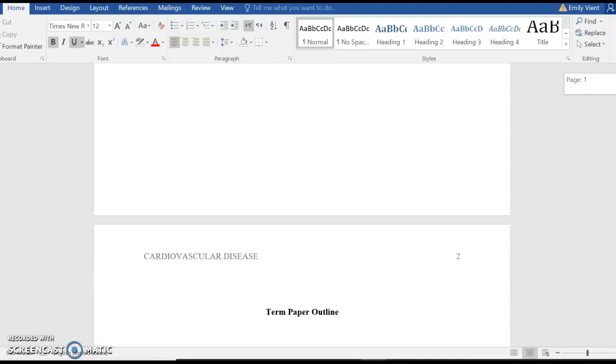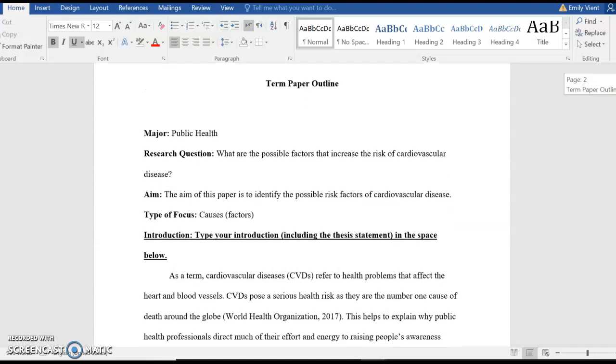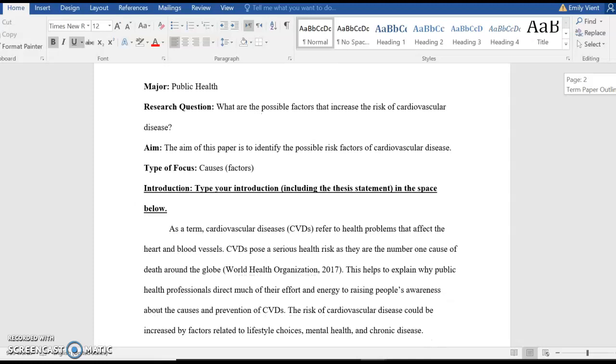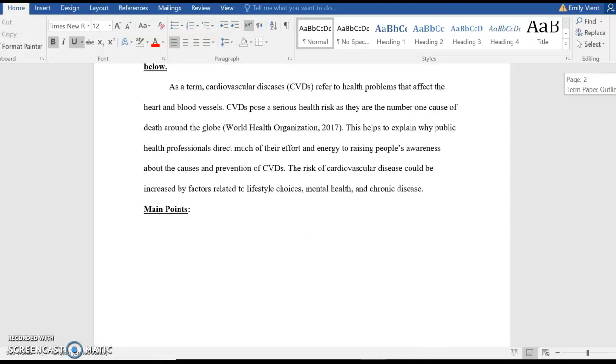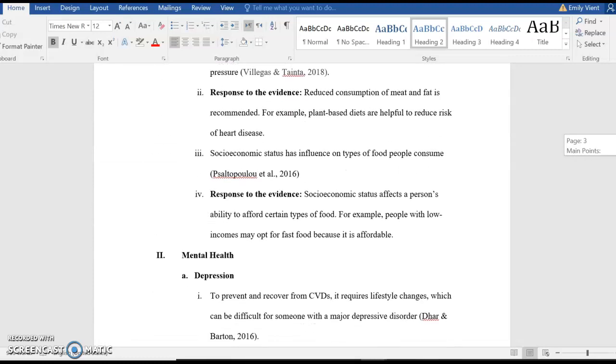Same topic and main points, to go over the requirements for the concluding paragraph and then also show you the sample. Just to remind you, we're working with the topic of risk factors for cardiovascular disease. Our focus is risk factors, our topic is cardiovascular disease, and our three main points are lifestyle choices, mental health, and chronic disease. Hopefully most of you are familiar with this topic and this sample by now.